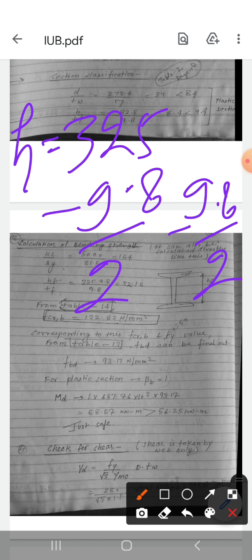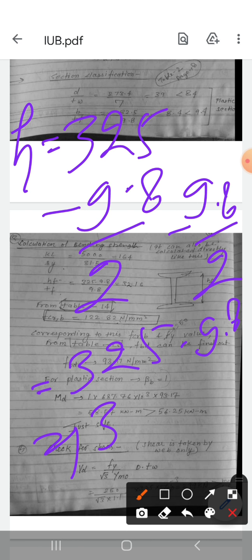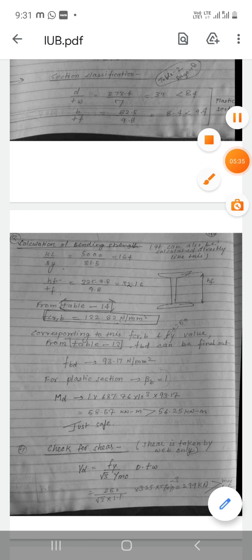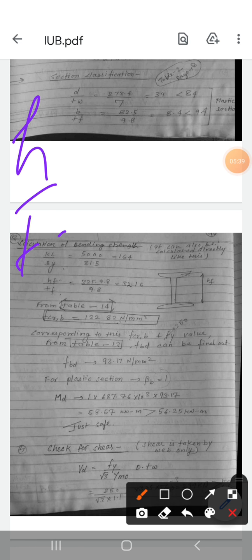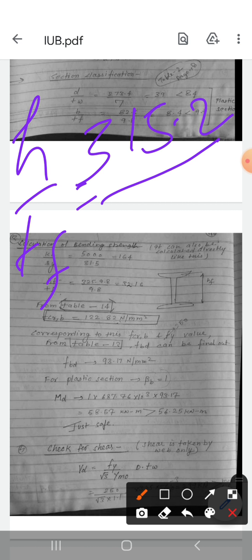So this is the h value. So 325 minus 9.8, now we can write 315.2. This is the value of h. Now we will calculate the h upon tf value. So h is 315.2 divided by tf, thickness of flange. It is 9.8. So it comes out to be 32.16.